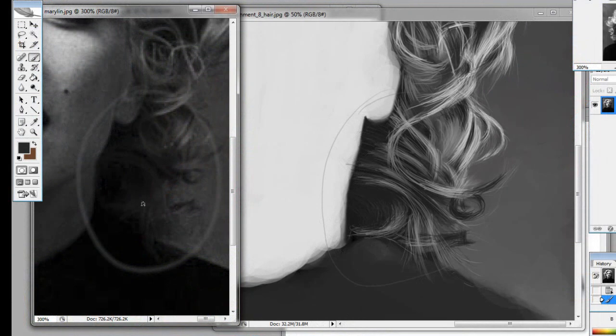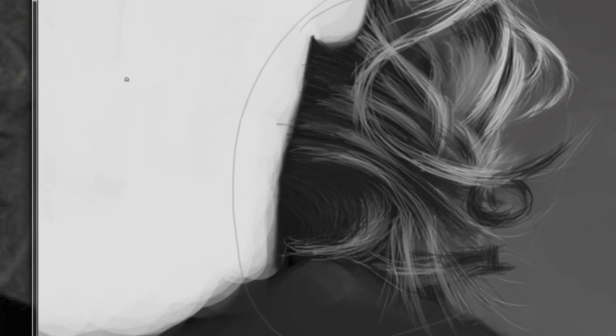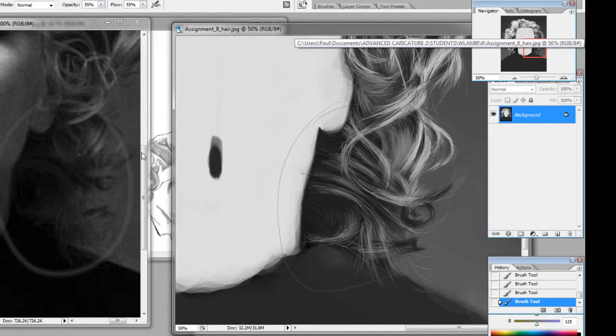So that hair there, this is how dark that is. Okay, and the same hair that you're working on there. So this is the same section of hair on yours and the original, and that is the difference in value.